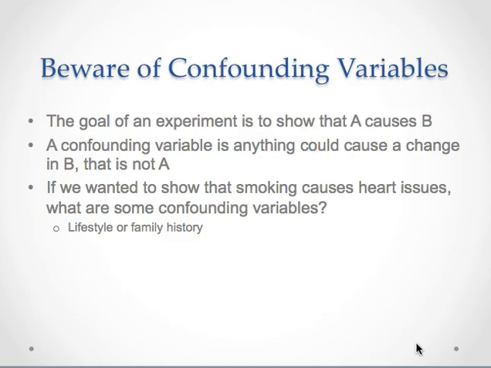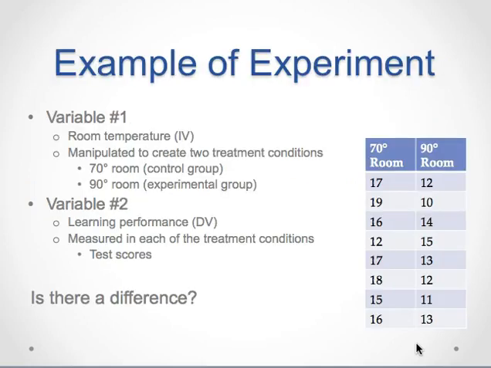So here's another great example of confounding variable. If you want to show that smoking causes heart issues, what are some confounding variables? And here is our experiment scenario. You can take a minute to review what we just covered.